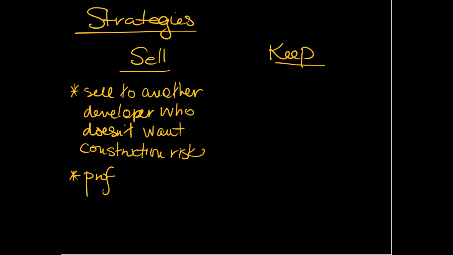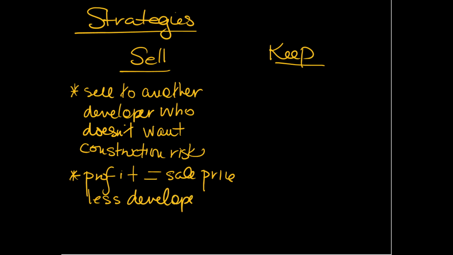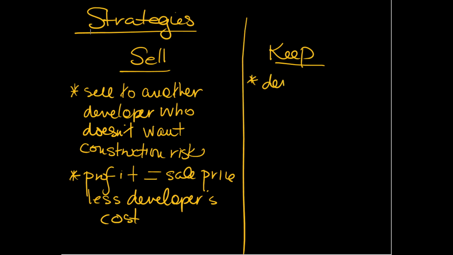If the developer sells the property upon completion, then they're selling to other developers who want to own real estate but don't want to bear the risk of that initial development and lease up. And also the difference between the developer's cost and the price that they receive when they sell that property is what they're going to realize as profit.